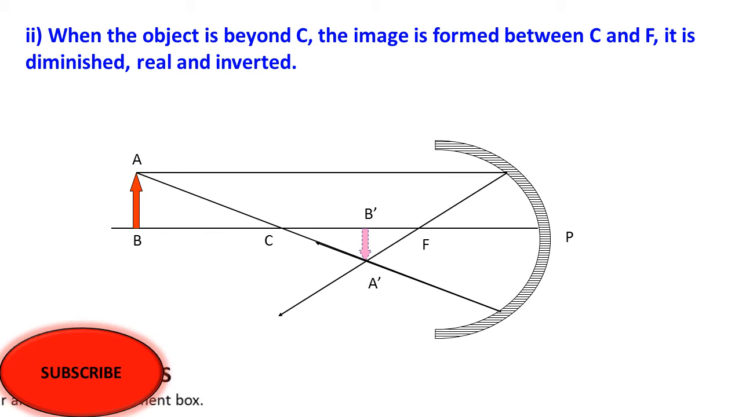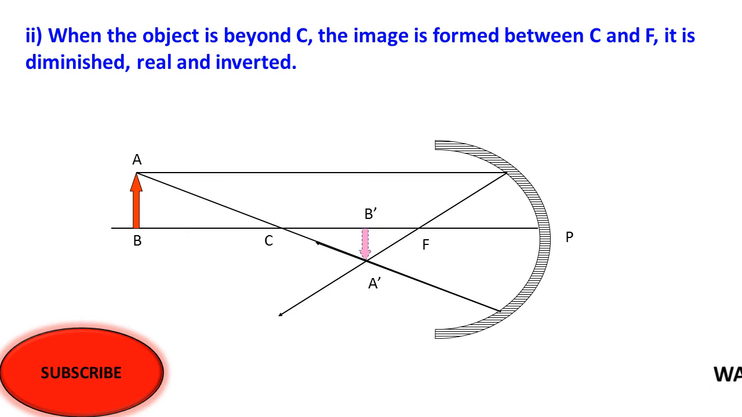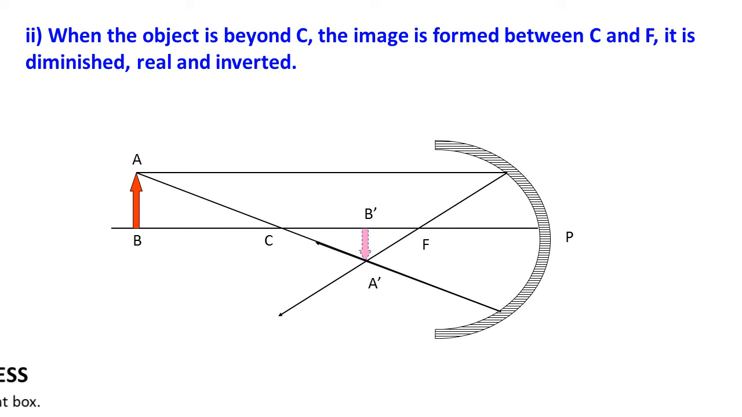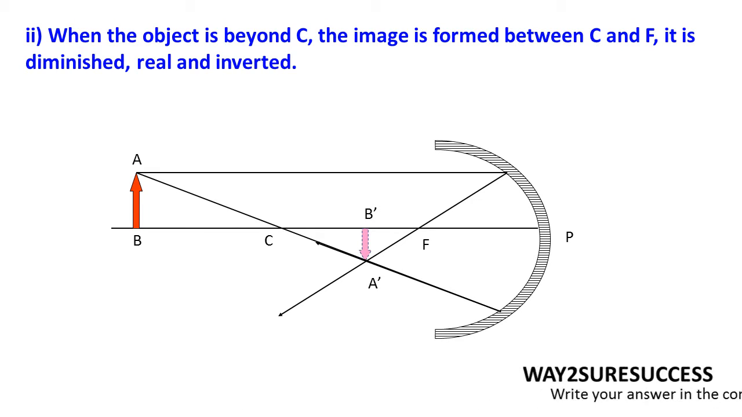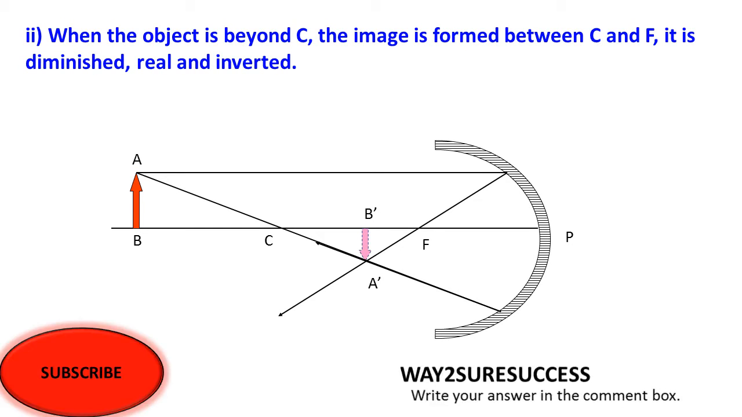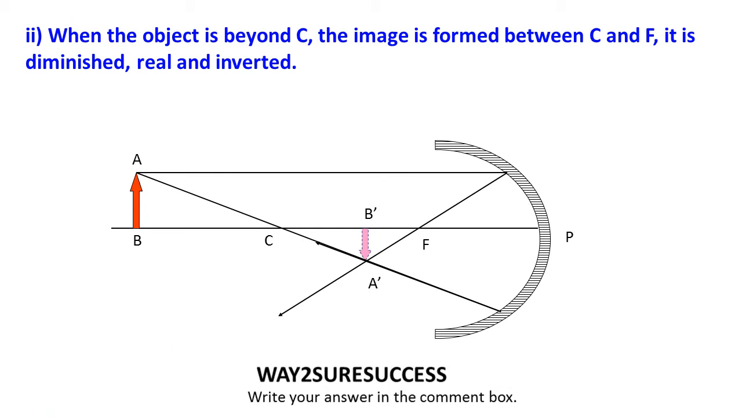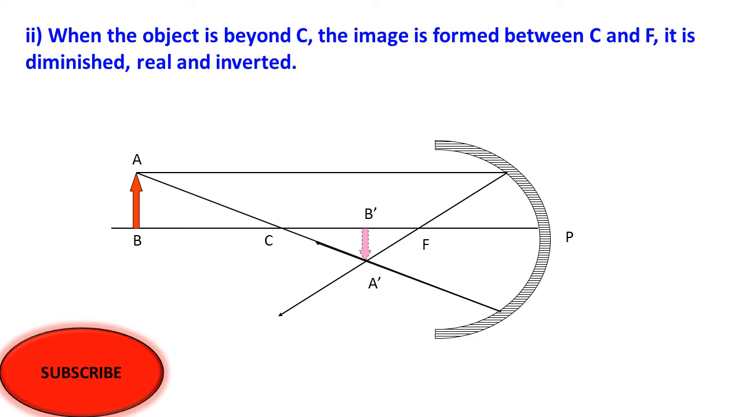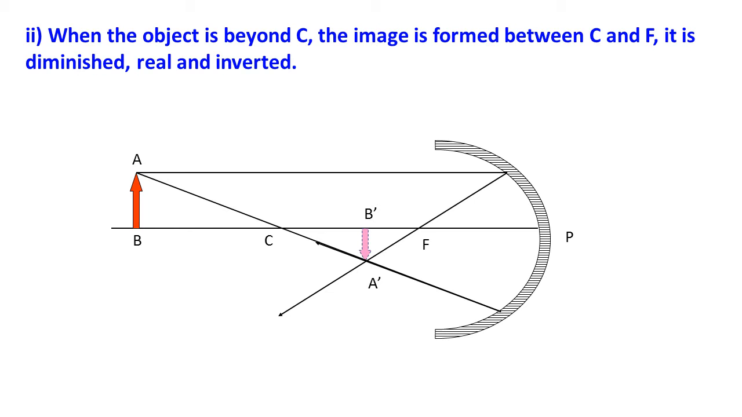Now check both the reflected light rays, where they are coinciding, there the image will form on the principal axis as shown here. So the image that is forming is in between C and F, that is center of curvature and focus. It is inverted and real, and it is diminished. Diminished means smaller than that of the object.